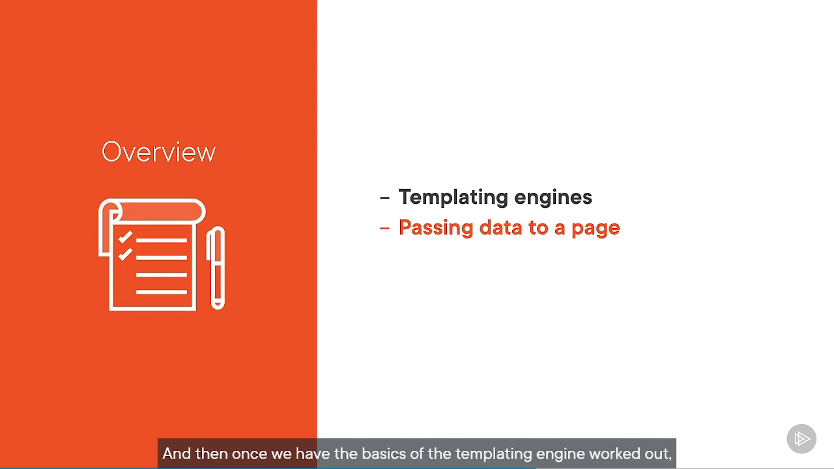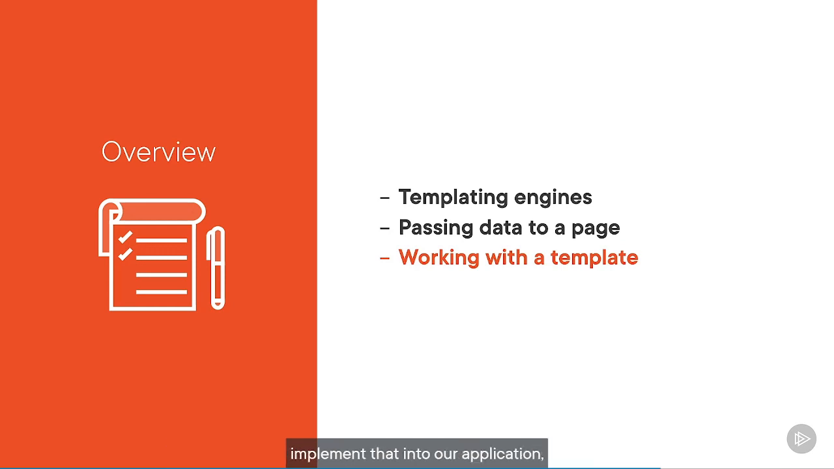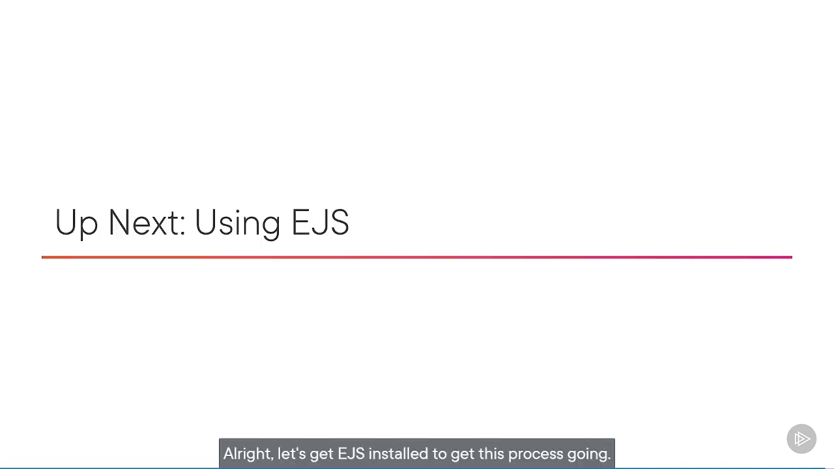And then once we have the basics of the templating engine worked out, we're actually going to implement an actual template. We're going to take a whole suite of code because it's easier to do that, right? We're not going to type a whole bunch of CSS and HTML and all that. We're just going to take something pre-built and implement that into our application and then use that as the basis for everything else we're going to do. So we'll work on how to set that up and use the CSS and JavaScript and HTML that comes as part of a template to embed that into our application. All right, let's get EJS installed to get this process going.